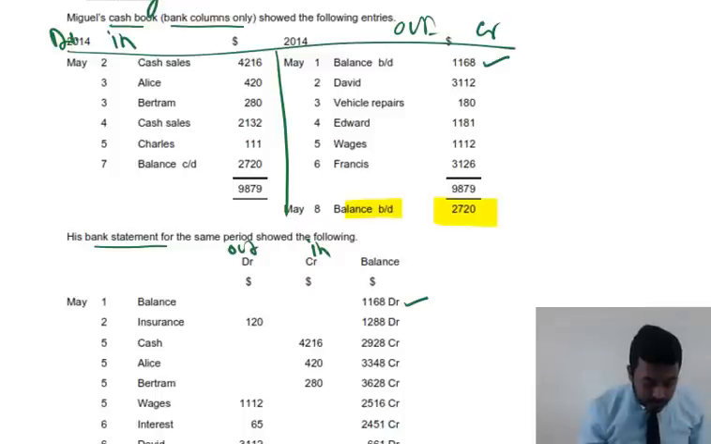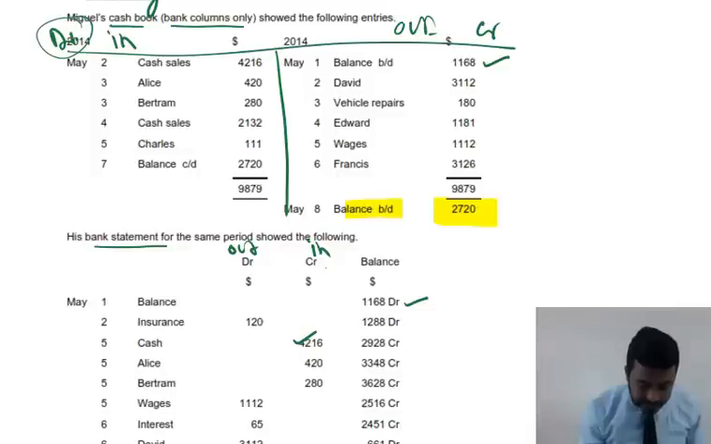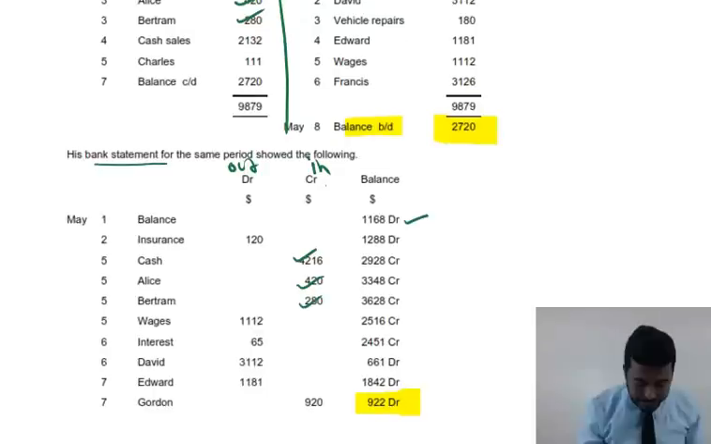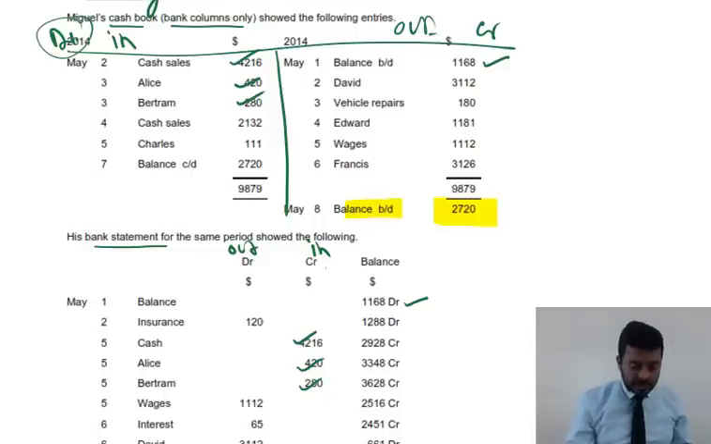Okay, let's talk about the DR on the cash book, in, and the bank statement CR. We have cash sales 4216. Look for it. Yeah, I have it in the bank statement and cash book, both of these ticked off. Then 3rd May, Ilias 420. Yeah, I have both in cash book and bank statement, ticked. Bedroom 280, I do have. All the items I do have indeed. All right, then there is 920 from Gordon on the bank statement. This item is not in the cash book. I need to take it into my cash book to update it.